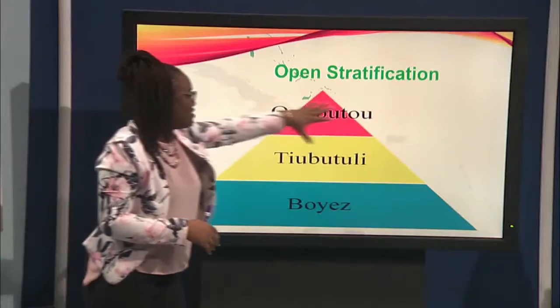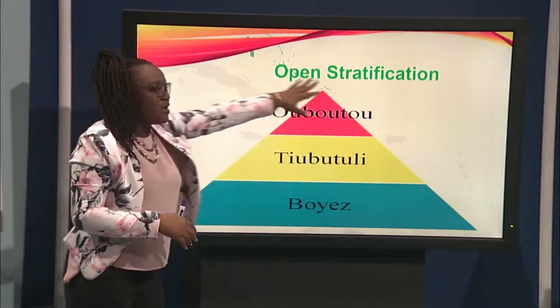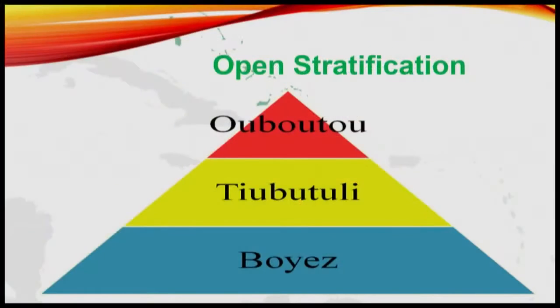All right, so let's look at this open stratification system. One bright spark somewhere in your living room should be able to tell me which system this is representing, because we have, in fact, looked at the different groupings of people in the Caribbean before. So you must be able to tell me. We have at the top the Ubuntu. Think about it. All right. Now, we are, in fact, referring to the Kalinago social structure.